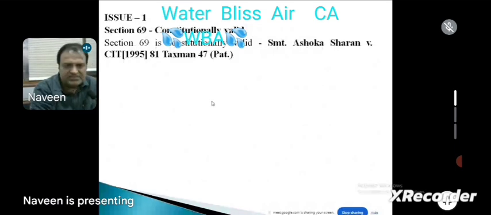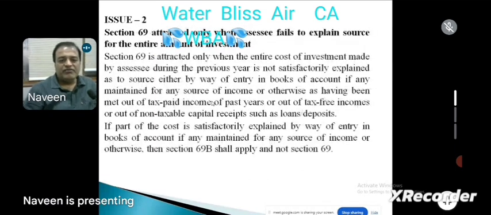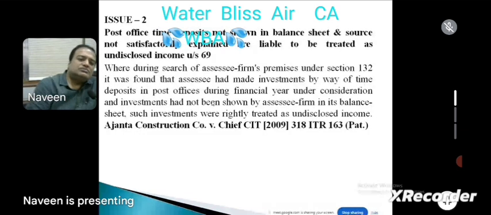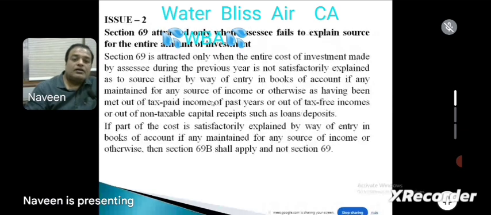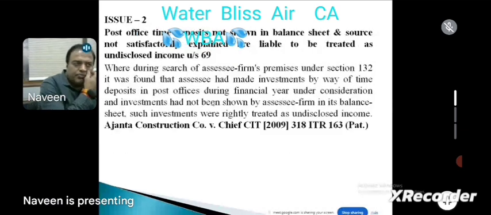Now, issue number 1: section 69 is constitutionally valid, nothing to worry. Now, when is section 69 attracted? Only when the associate fails to explain the source for the entire amount of investments. Okay. Now, issue number 2: post office time deposits not shown in the balance sheet and source not satisfactorily explained are liable to be treated as undisclosed income under section 69.